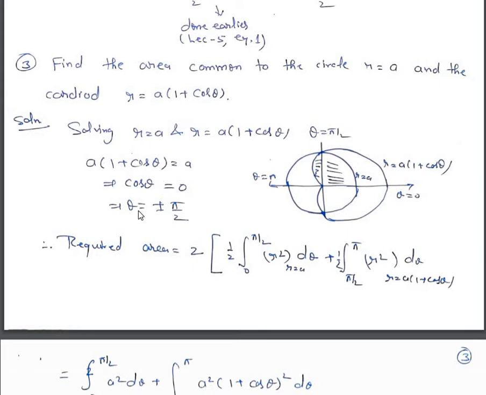That means cos theta is equal to 0. So theta is plus minus pi by 2. So theta is equal to pi by 2 and theta is equal to minus pi by 2. So the two curves intersect at these points.